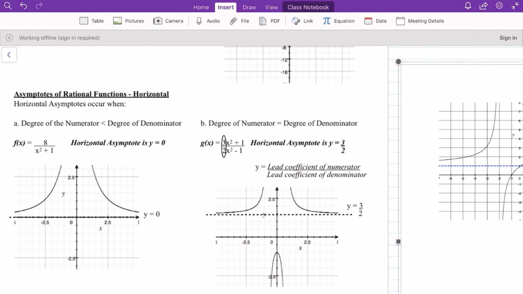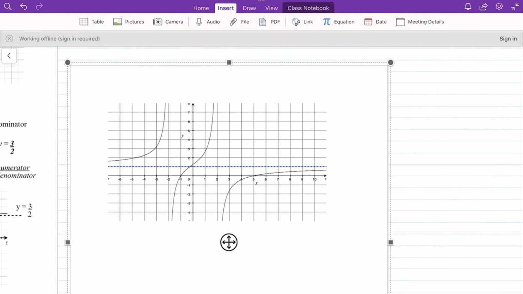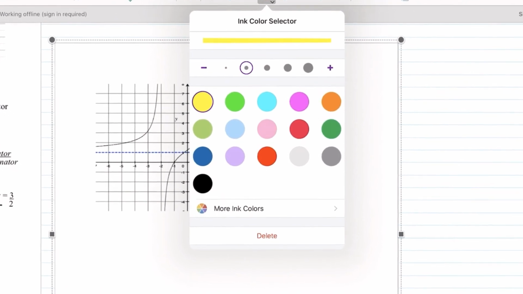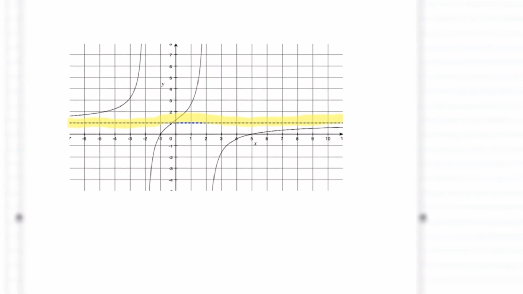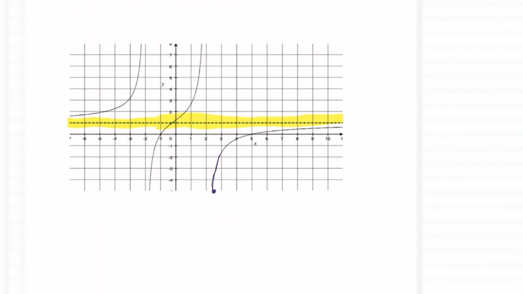So now we're going to talk about horizontal asymptotes of rational functions. If we look at this graph that I have over here, we see this blue horizontal line here. I'm going to accentuate that a little bit so you can see it better. If I look at this, I'm going to draw this out. This is one of the branches of the graph. I'll make it a little bit thicker so we can see that better. Here's my line. This is one of the branches of the graph.